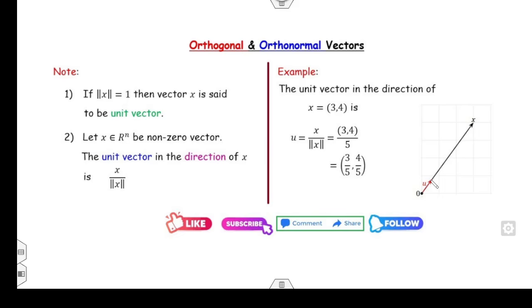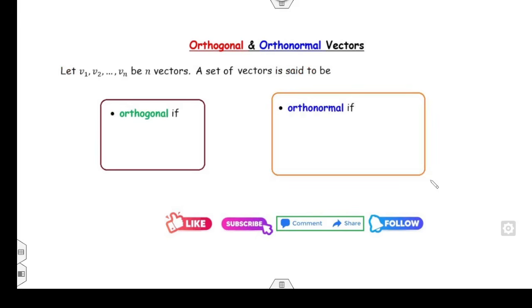Fine. Now, based on these two definitions, that is the dot product and the unit vector, we can define the concept of orthogonal and orthonormal. If we have v1, v2, v3 up to vn as n vectors, then these vectors are said to be orthogonal whenever vi dot vj is 0 for all i not equal to j. Fine, that is the dot product. If the dot product between any two vectors is 0 provided i is not equal to j, then we say these are orthogonal vectors.